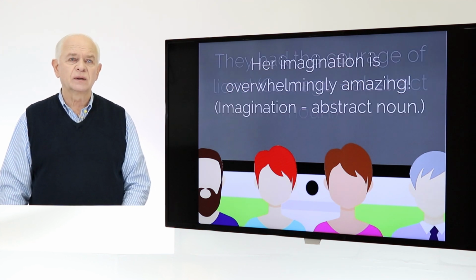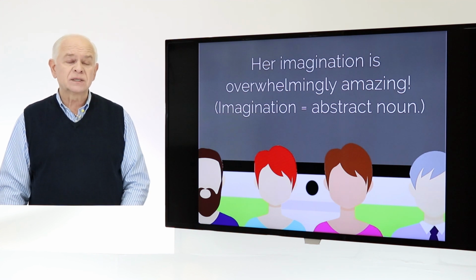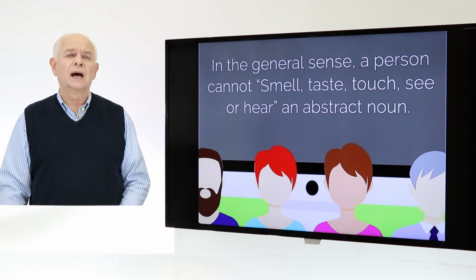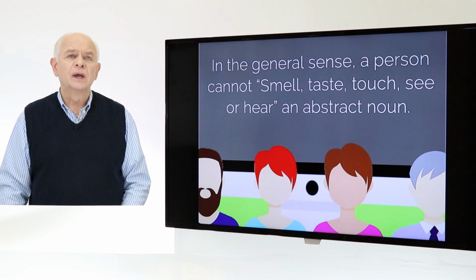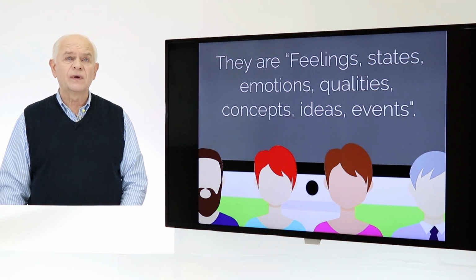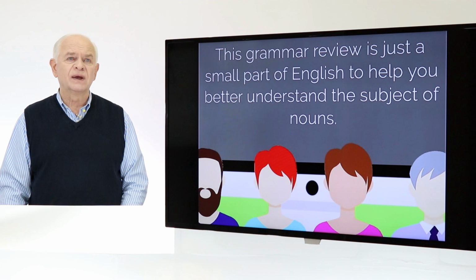It's an abstract noun. Her imagination is overwhelmingly amazing. Imagination is a noun. Again, it's an abstract. I can't touch that. In the general sense, a person cannot smell, taste, touch, see, or hear an abstract noun. There are 7 categories of abstract nouns. They are feelings, states, emotions, qualities, concepts, ideas, and events.